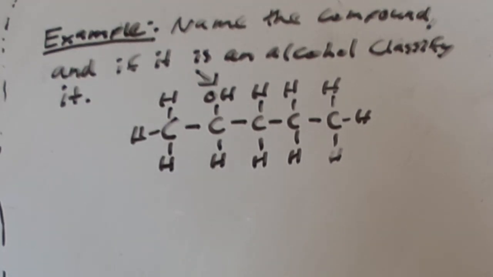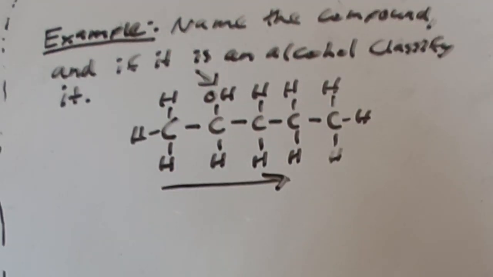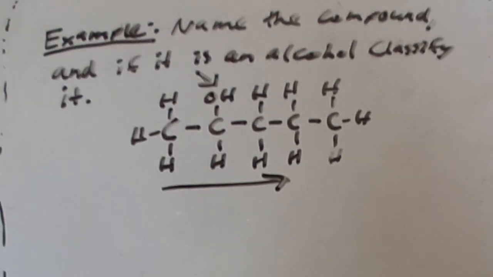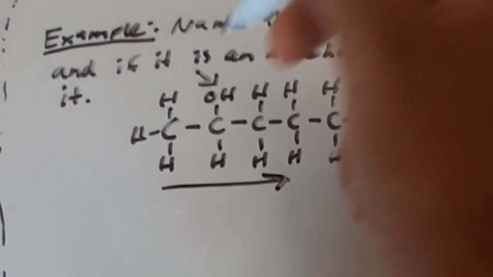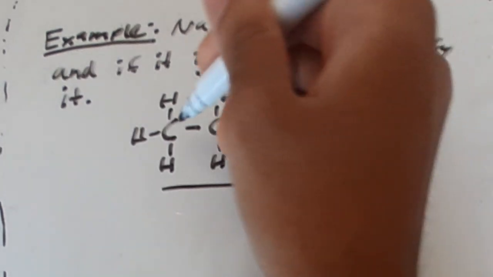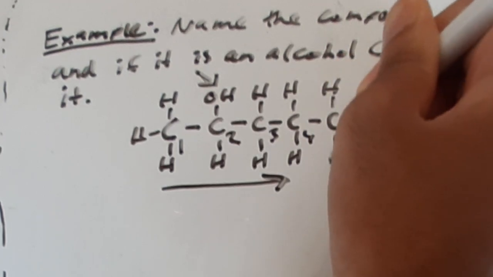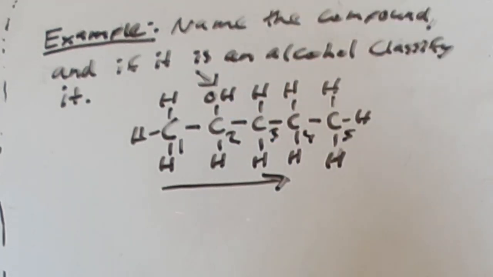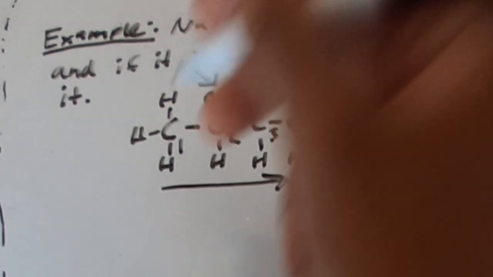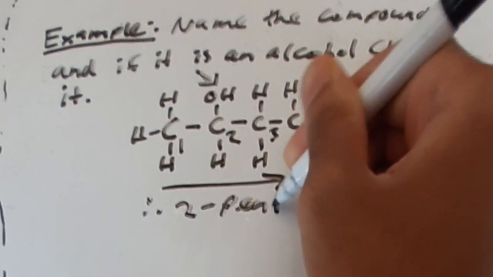Going from left to right, across the main carbon chain, this is the shortest path to reach the OH group, which we recognize is on the second carbon. That's the first carbon, that's the second carbon, third carbon, fourth carbon, fifth carbon. We can see that it's on the second carbon. Therefore, the name of this compound is 2-pentanol.